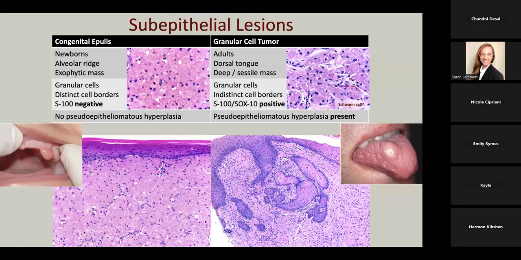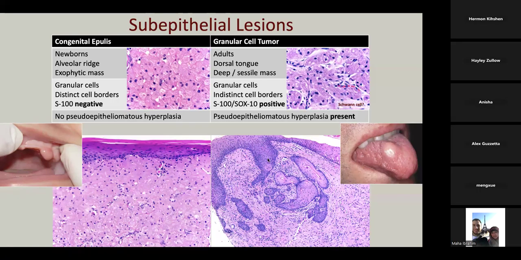Underneath the surface, you sometimes get stromal lesions. Common stromal lesions include two that have histologically similar granular lesional cells. Granular cell tumor is mostly a sessile lesion in various mucosal sites, anywhere from the tongue down through the esophagus, trachea, etc. You get cells that are S100 SOX10 positive with indistinct cell borders and overlying pseudoepitheliomatous or pseudocarcinomatous hyperplasia.